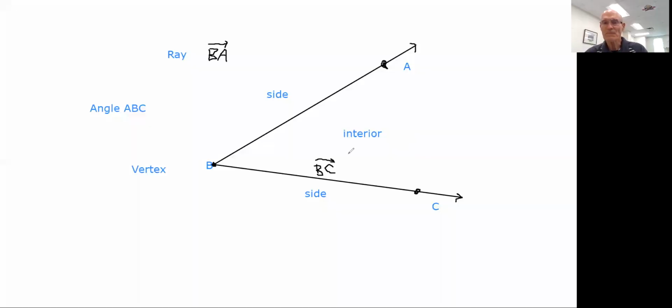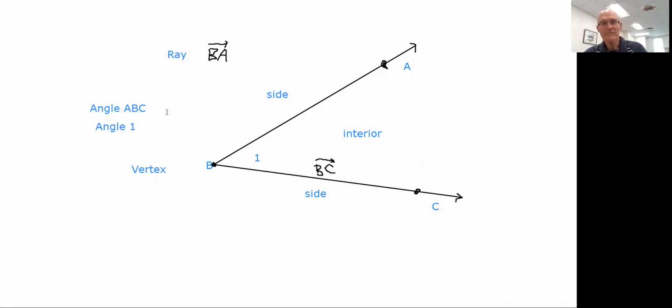So you can see here, these points between the two sides are in the interior of the angle, and all these points out here are in the exterior of the angle. Now, another way we can label an angle is we can put a number right inside the vertex. So if I put a 1 there, I can say this is also angle 1.